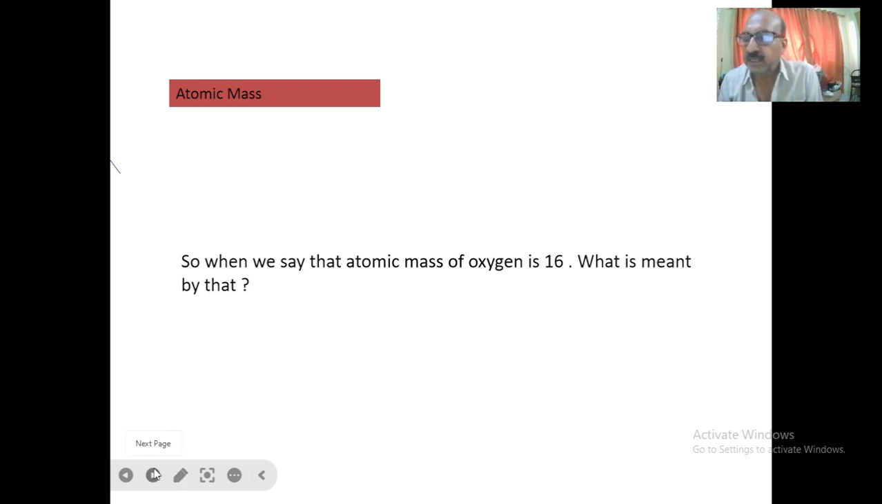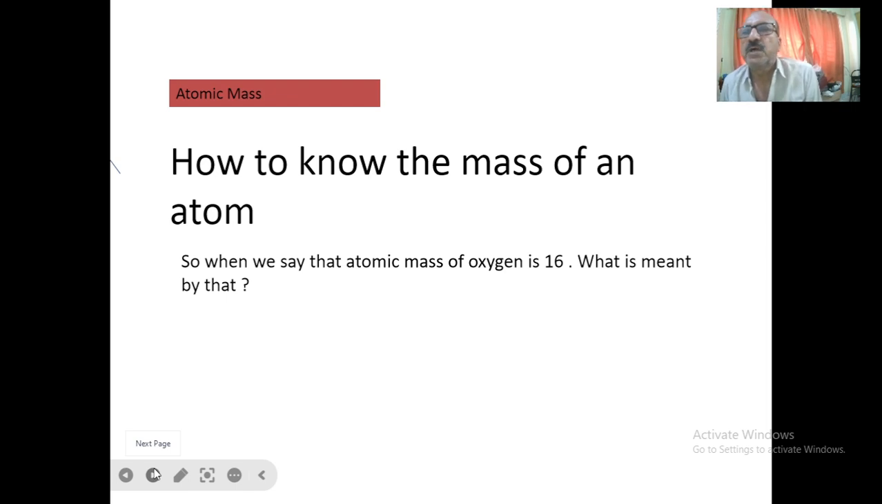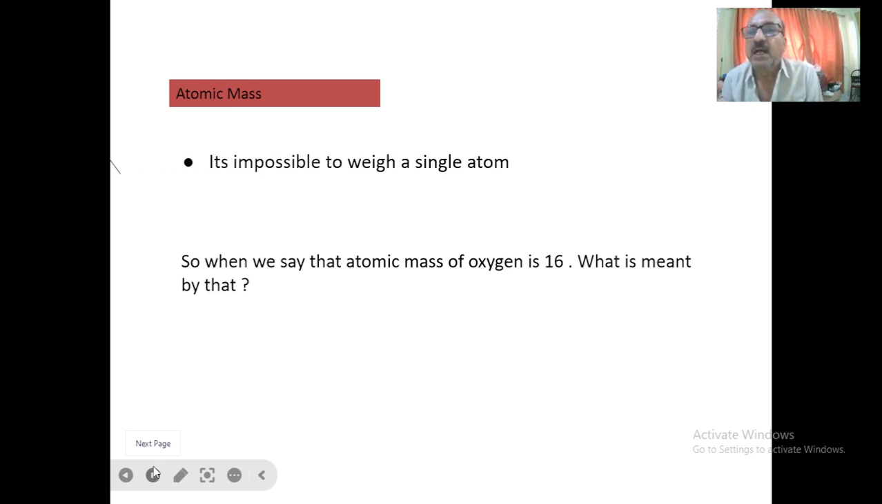So the first thing is, how do we know the mass of an atom? Can we really weigh a single atom, or can we weigh a collection of atoms and then divide by the number of atoms to find out the atomic mass? It is actually quite impossible, because the atom is so very small that it's impossible to weigh it as a single atom.